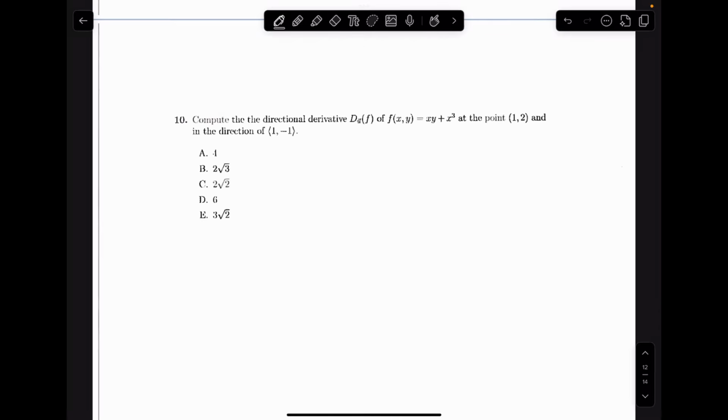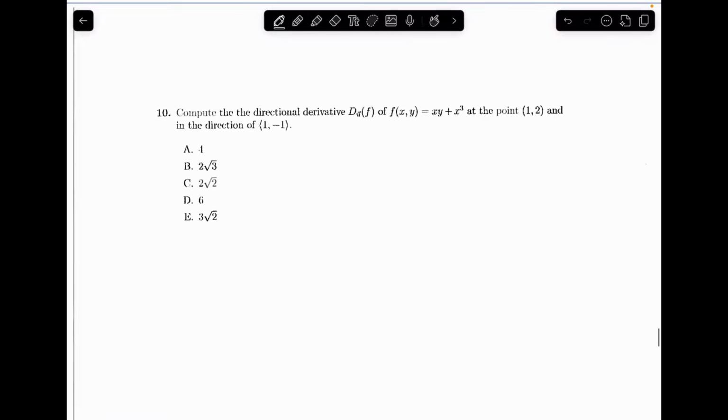Question 10, compute the directional derivative D_u of f(x,y) equals xy plus x cubed at the point (1, 2), and in the direction of (1, -1). Okay, so first we need to find the gradient of f, to find the direction of steepest ascent, because that is going to be the derivative of that function. And then we have to dot it with the unit vector of the direction. Okay, let's go ahead and do that.